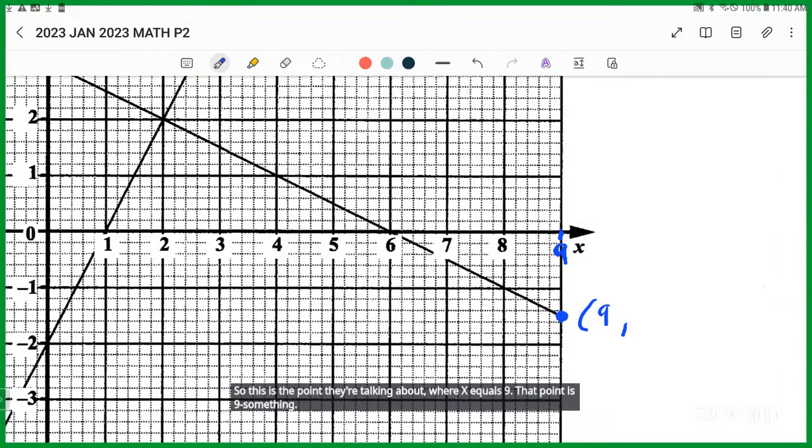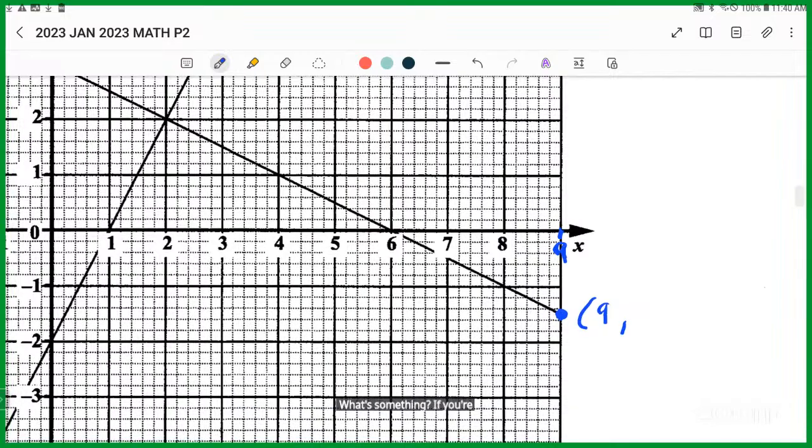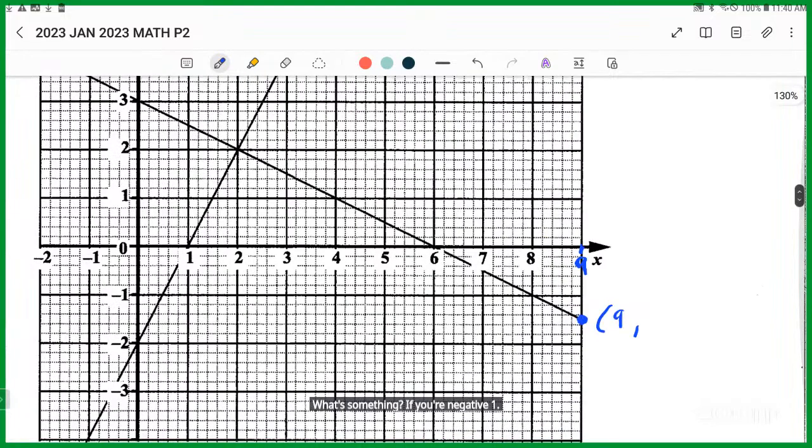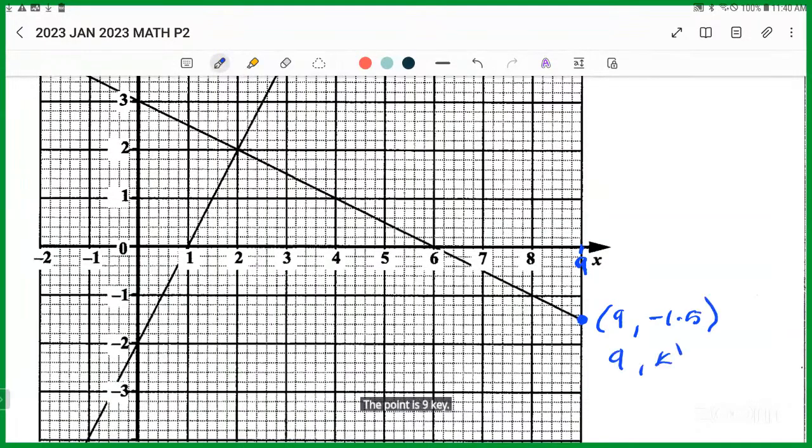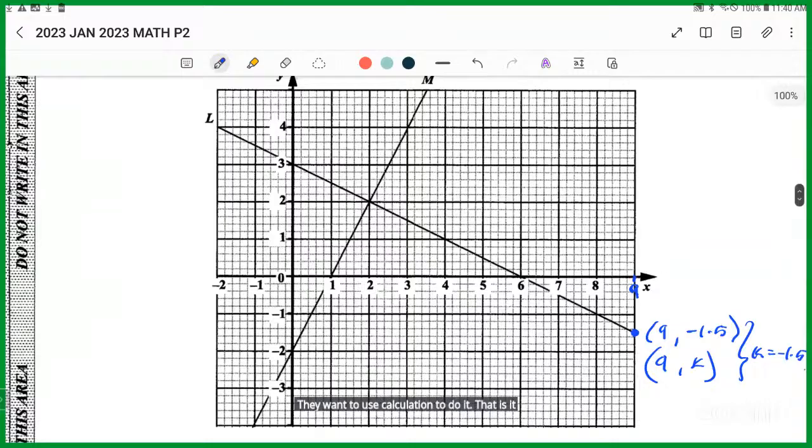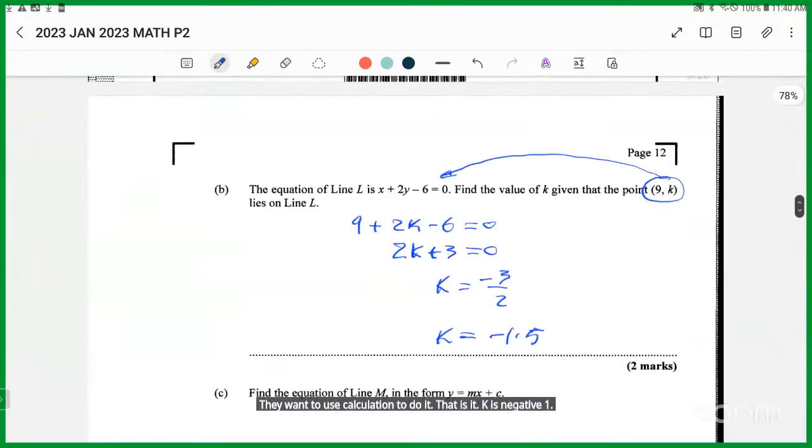What something? See here, this is negative 1. And this is negative 2. So this is halfway between negative 1 and negative 2. That's negative 1.5. So the point is 9, k. And the k is negative 1.5. Same answer that we got. So whether you want to use a graph to do it, or you want to use calculation to do it, that is it. K is negative 1.5.